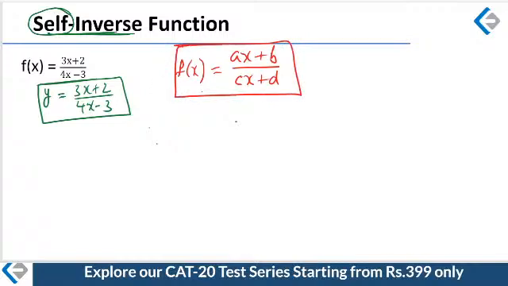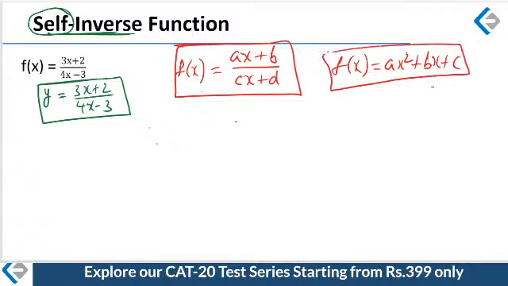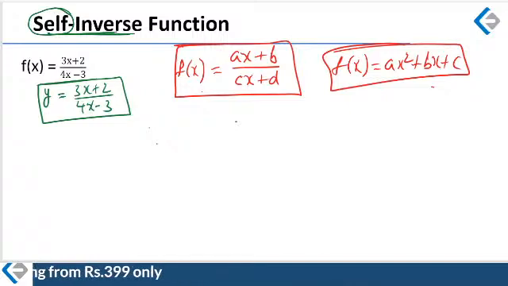Some functions can have many shapes, right? f(x) can also be written as ax² + bx + c. It is also a shape of a function. There is nothing wrong with this particular function. That's also a shape of a function.